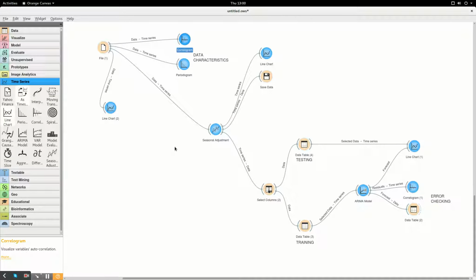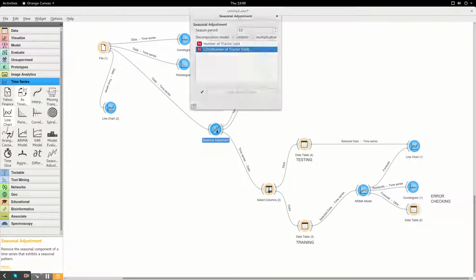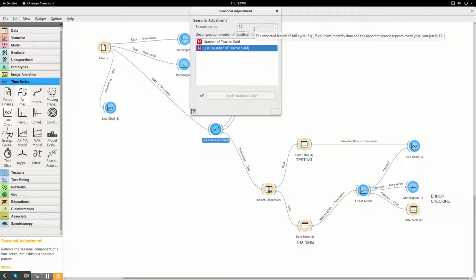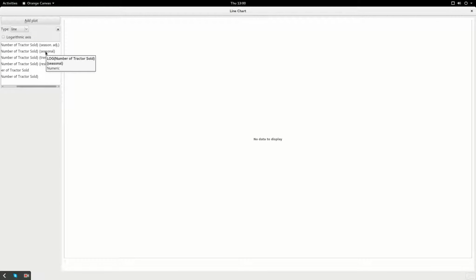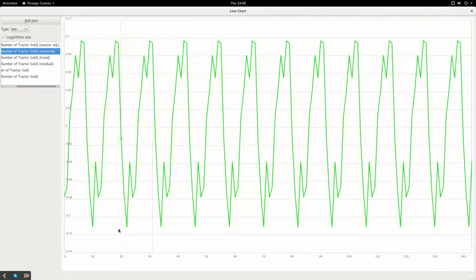Now we can, first of all, extract the seasonal component of the data, so that we'll be able to explain to the customer's logistics how their stock should change with time. If we put this into a season adjustment and say we have a season period of 12, which means a year, we end up looking at something like this. Here is a graph which shows us exactly how many tractors we would expect to sell depending on the month, and it's the same pattern repeated after 12 data points.